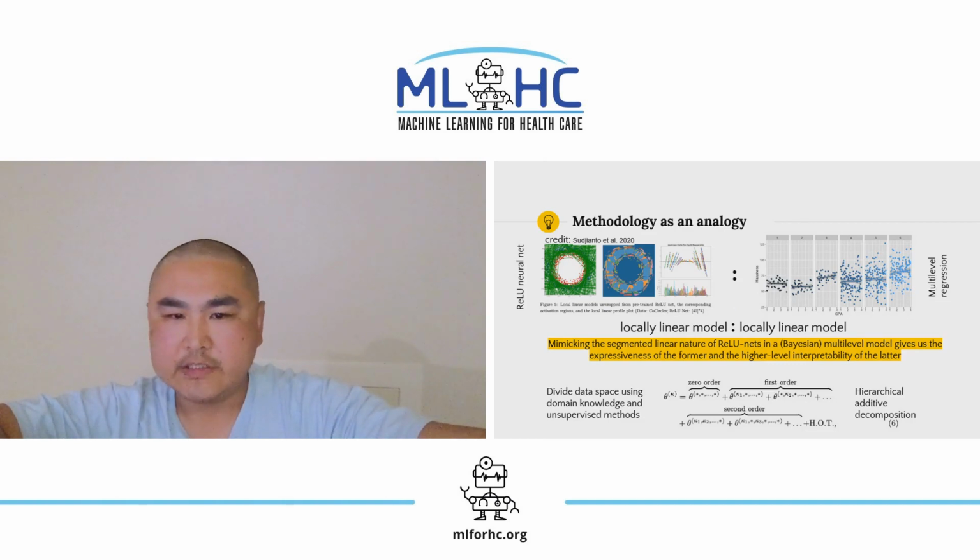Our methodology is to take the classical multi-level linear regression and reimagine it as a ReLU neural network, because ReLU neural networks are locally linear. So what we mean by this is using unsupervised methods on the data to segment the data into many different categorical kind of groupings, and then you fit a model over the groupings. And we developed this hierarchical additive decomposition method.